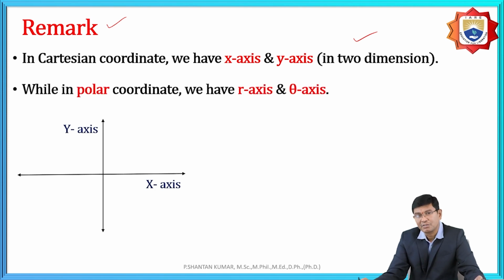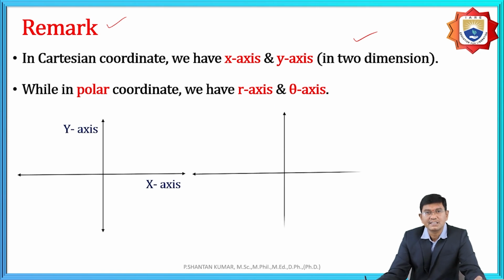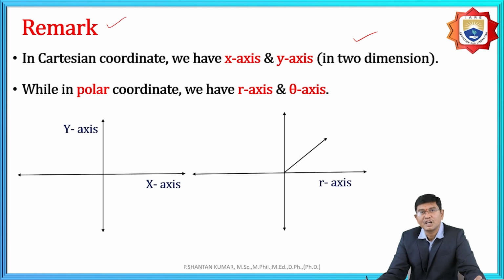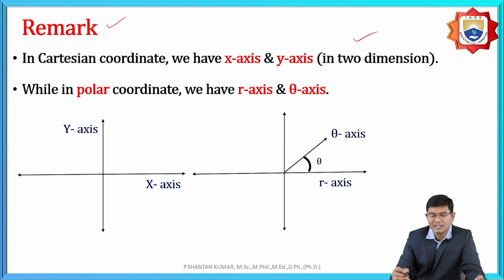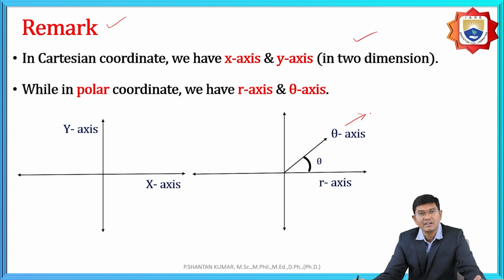Similarly, under polar coordinates, parallel to x, we have the r-axis, and parallel to y, we have the theta axis. That means r corresponds to x, and theta corresponds to y, indirectly an angle. If we remember such simple knowledge, then it is easy to find the solutions under polar coordinates.